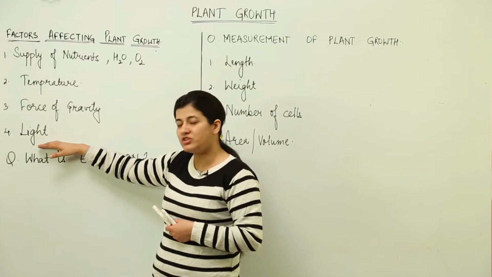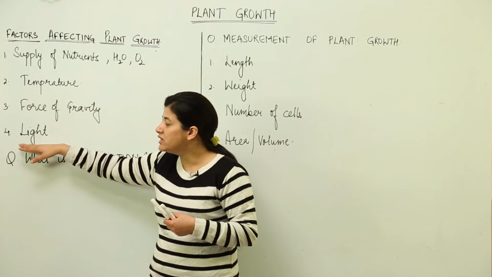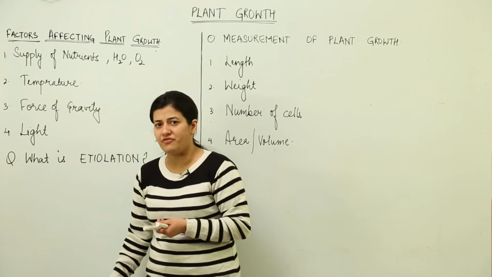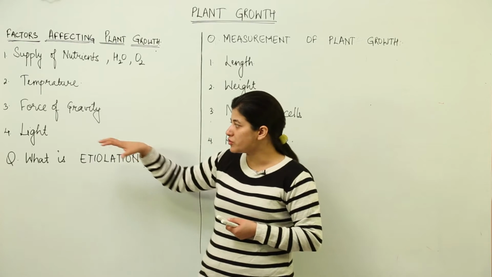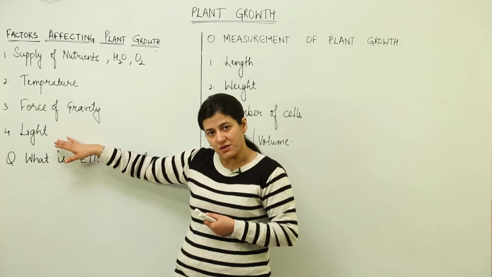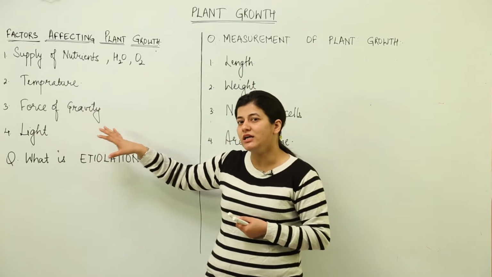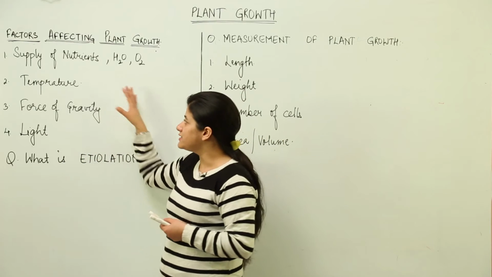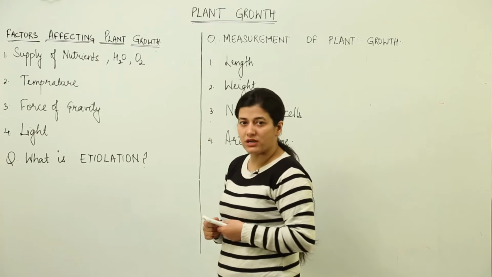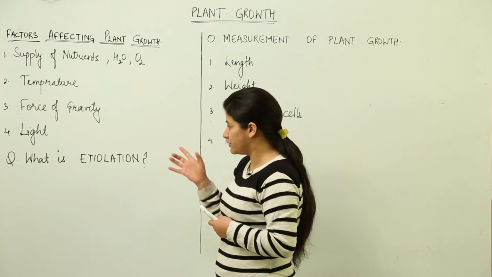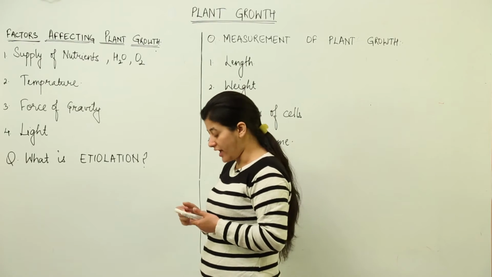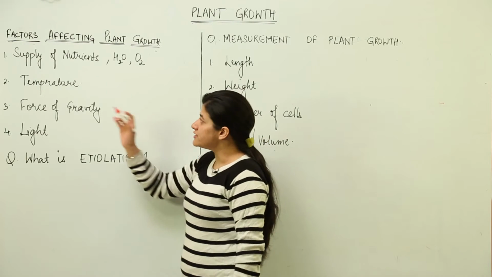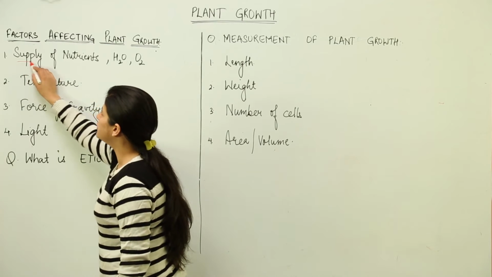And the last one, the factor that does not have much effect in the beginning when the plant has to germinate, but later on plays a crucial role in the growth of plant, is light, because photosynthesis is basically a light driven process. So let us see what impact each of these factors is going to have on the growth of plant. So first we deal with supply of nutrients.